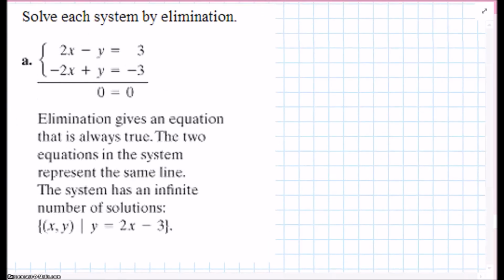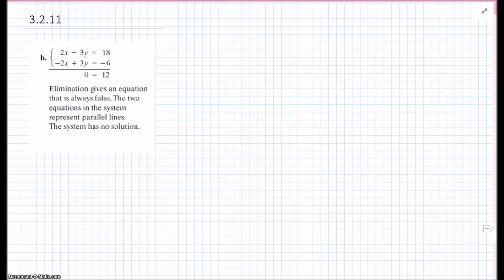So we have an example, 2x minus y equals 3 and negative 2x plus y equals negative 3. So what we're going to find out is their inverses. All right, elimination gives us an equation that is always true. The two equations in the system represent the same line. So the system has an infinite number of solutions. So if it's a true statement once you do elimination, it's always going to be a true statement.